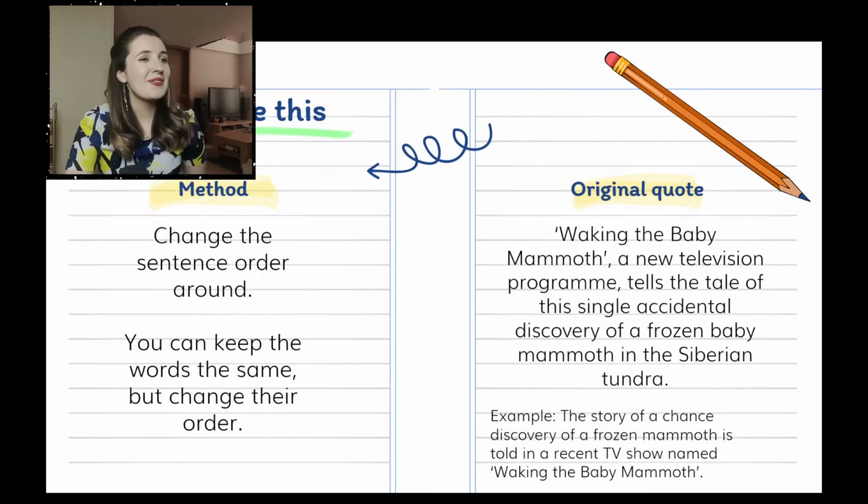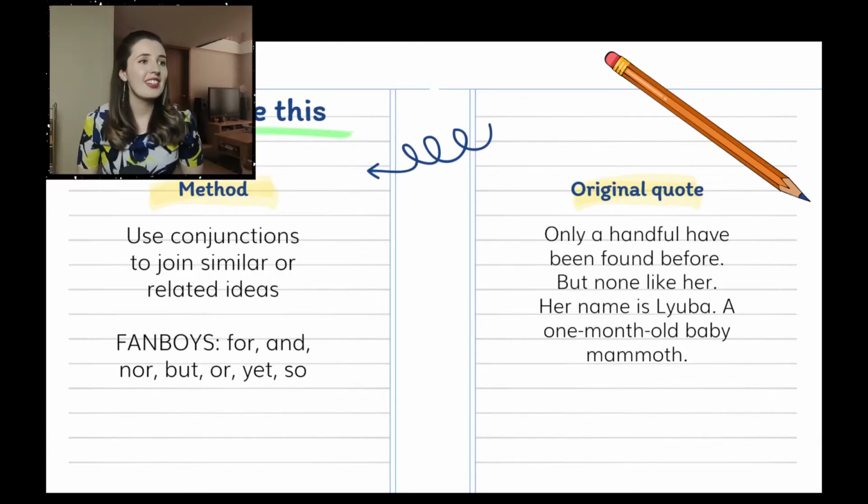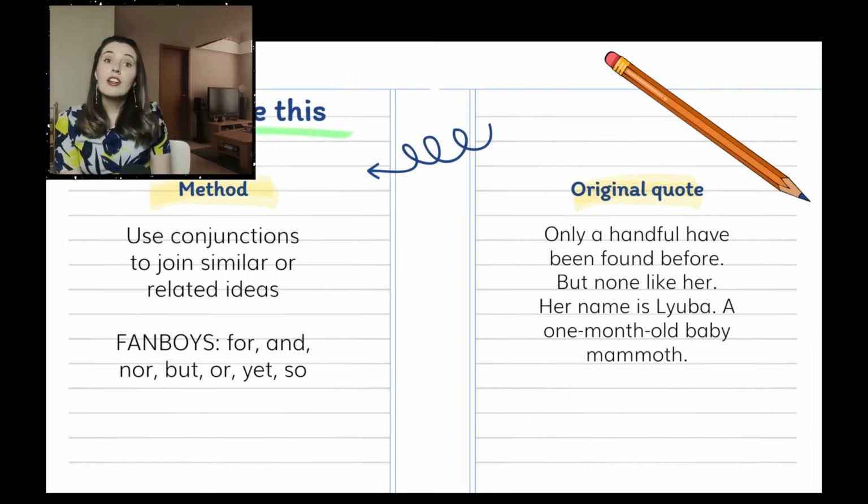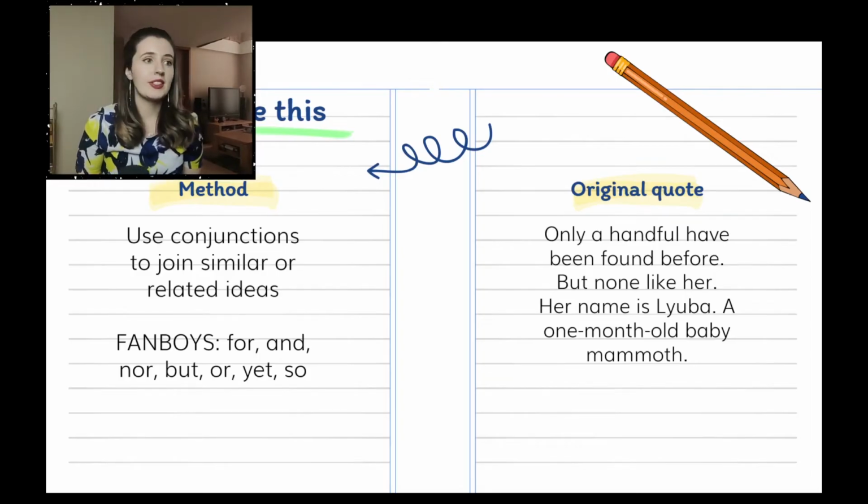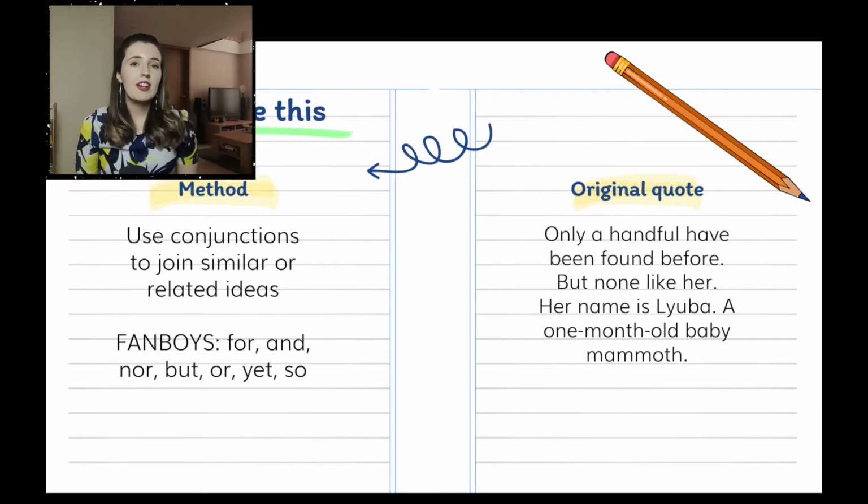Right, next method, are you ready? So you can also use conjunctions to join similar or related ideas. What are conjunctions? Well, those are your fanboy words: for, and, nor, but, or, yet, so. It's actually really good to do this because it shows that you're grouping together similar ideas, which is something that CIE do look for.